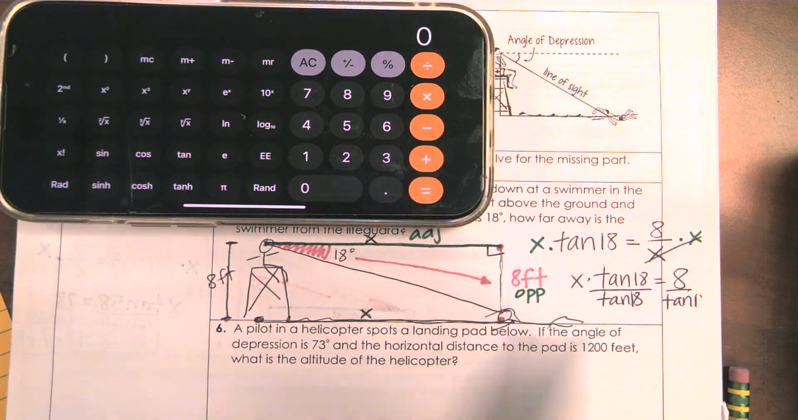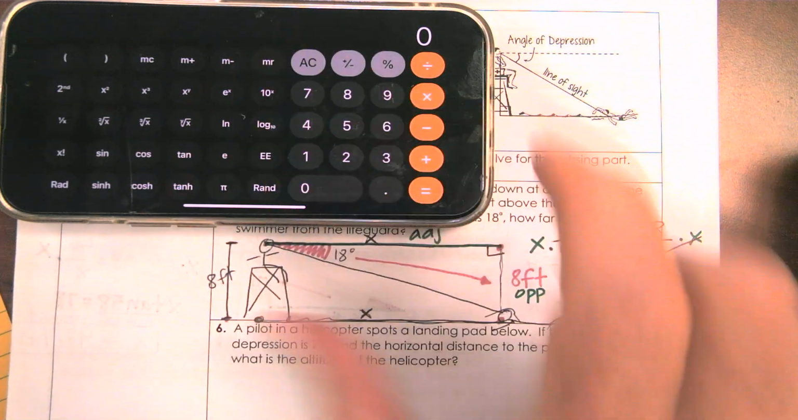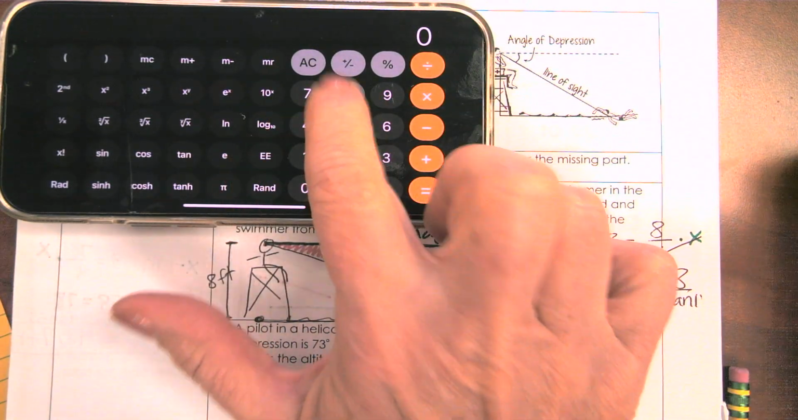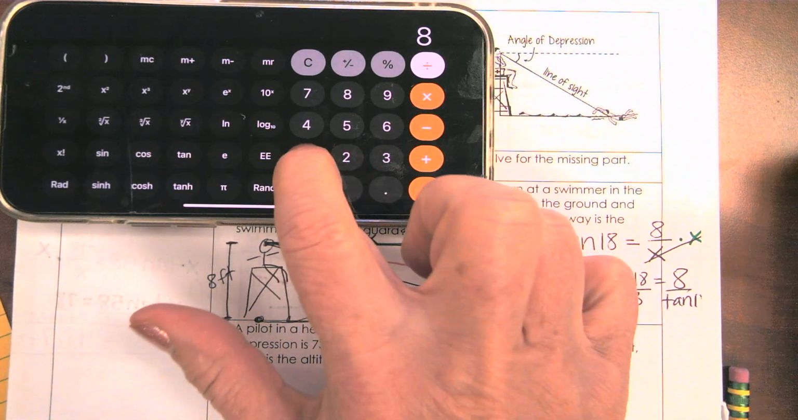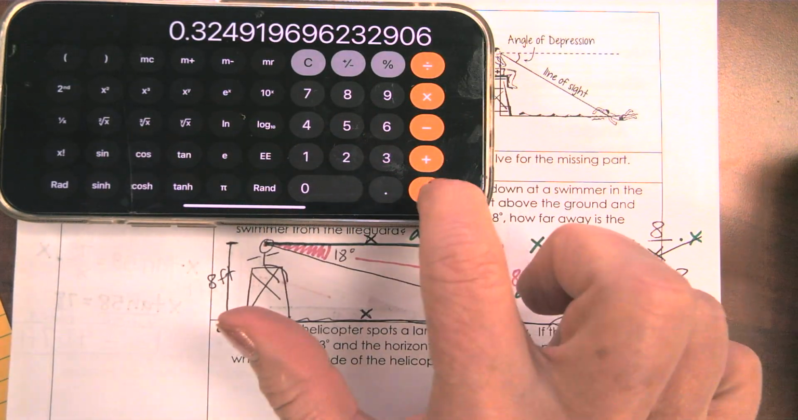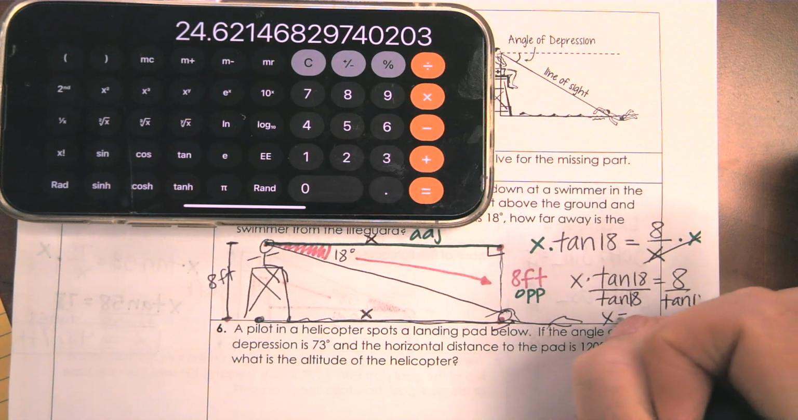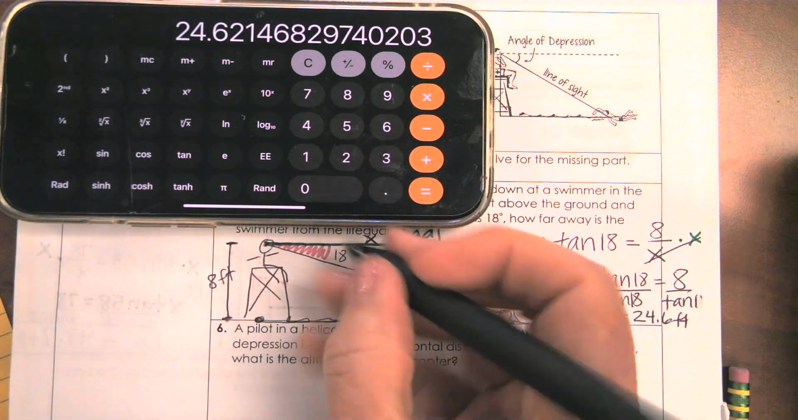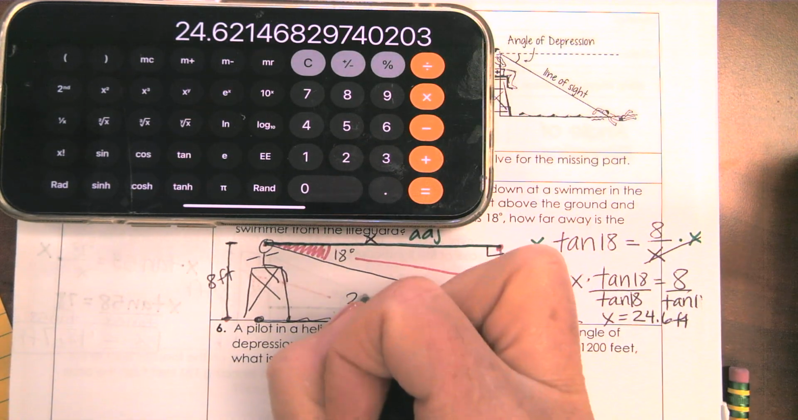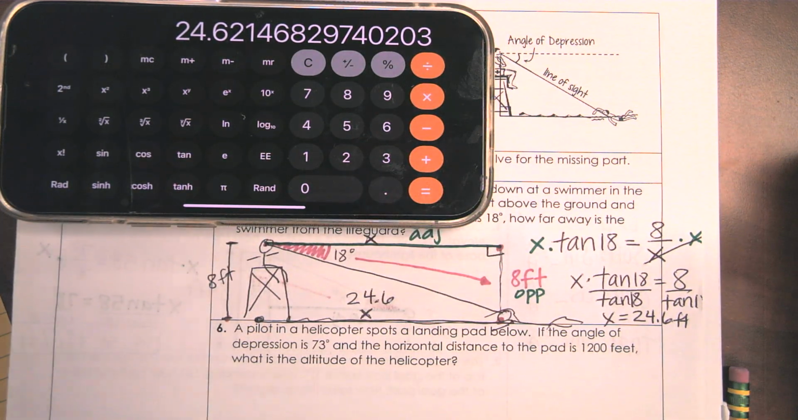Now I do know on my calculator I have to hit it different than I would on a regular calculator. I have to do 8 divided by, now I have to actually hit the 18 first and then my tangent. And that's going to be 24.6. So x in this case is 24.6 feet. And I know that that here is the distance that I'm looking for. And there is my answer.